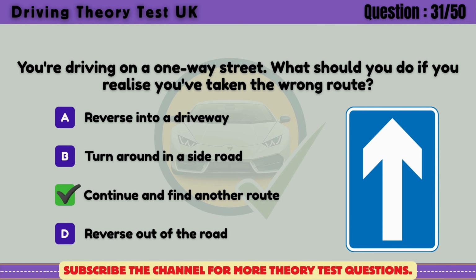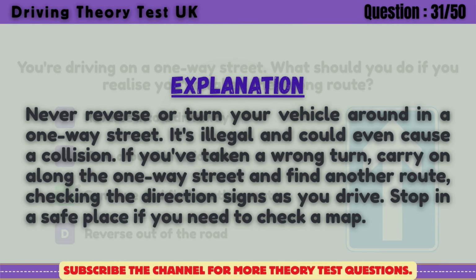Answer is C. Continue and find another route. Never reverse or turn your vehicle around in a one-way street. It's illegal and could even cause a collision. If you've taken a wrong turn, carry on along the one-way street and find another route, checking the direction signs as you drive. Stop in a safe place if you need to check a map.